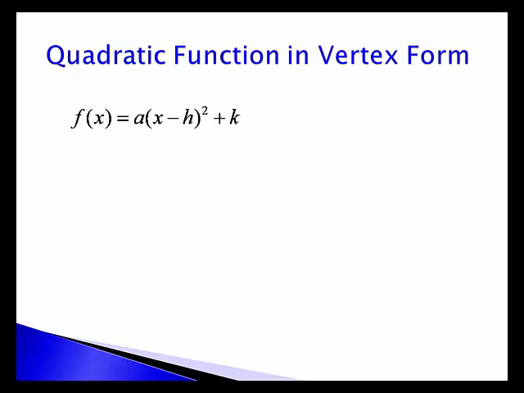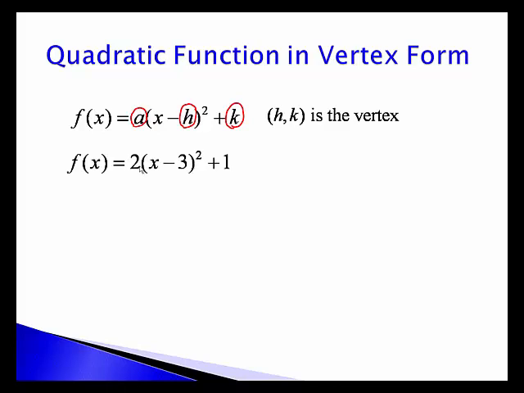And when we have a quadratic written in this form, then the vertex is (h, k), meaning whatever number is right there is the x value of the vertex, and whatever number is right here is the y value of the vertex. I do want to point out that the a value is still the leading coefficient, and its sign will still tell you whether or not the parabola opens up or down.